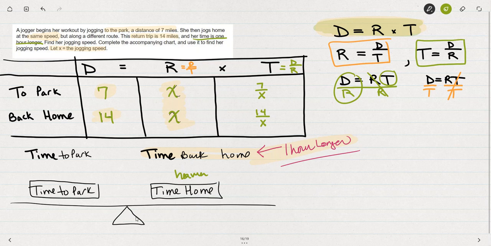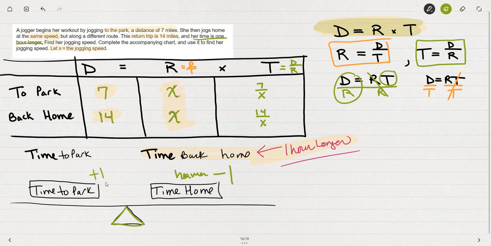If we wanted to balance this out, we'd have to add 1 hour to our time to the park to make them equal. We'd have to add 1 hour to the smaller amount to make them equal. Or what if we did this? Since this one's heavier, subtract a pound off, or an hour off in time, and now they're going to be equal. Either way will work. I tend to like working with addition, so I'm going to add the 1 over here.